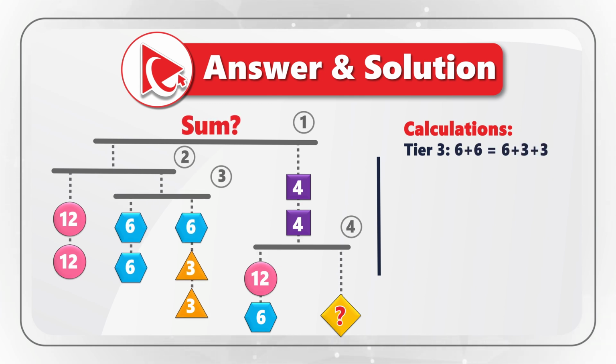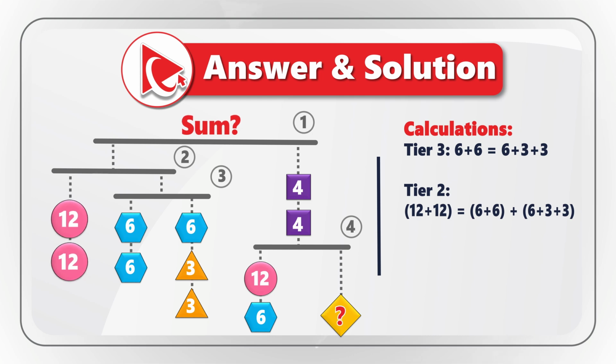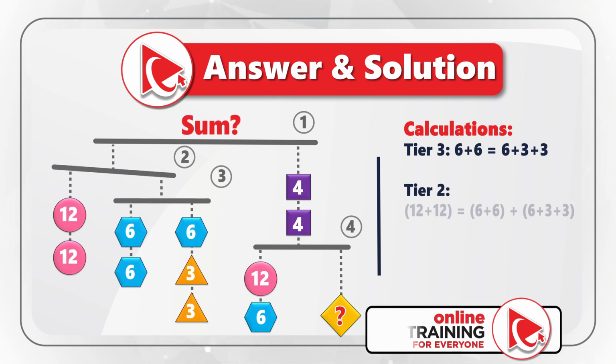Now let's look closely at Tier 2. On the left of Tier 2, we have 2 circles. Each circle has a value of 12. 2 circles would equal 24. On the left of Tier 2, we have 2 circles with total value of 24, and on the right, the entire Tier 3, which also equals 24. This is what keeps Tier 2 in balance.